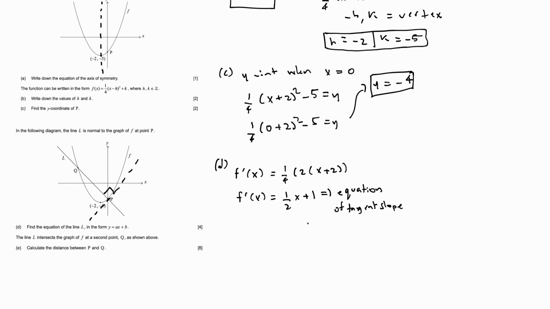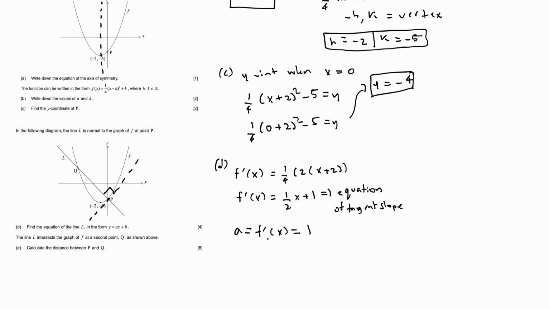Now how do I find the slope exactly? Because I just have an equation. Well, I need to substitute the x value at this particular point P. So what is the x value? It'll be 0 because P is a y-intercept. So the slope, which is equal to f'(0), is nothing but 1.